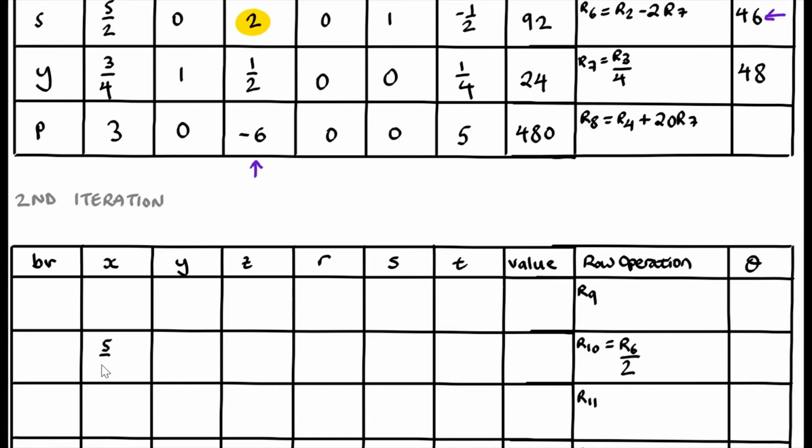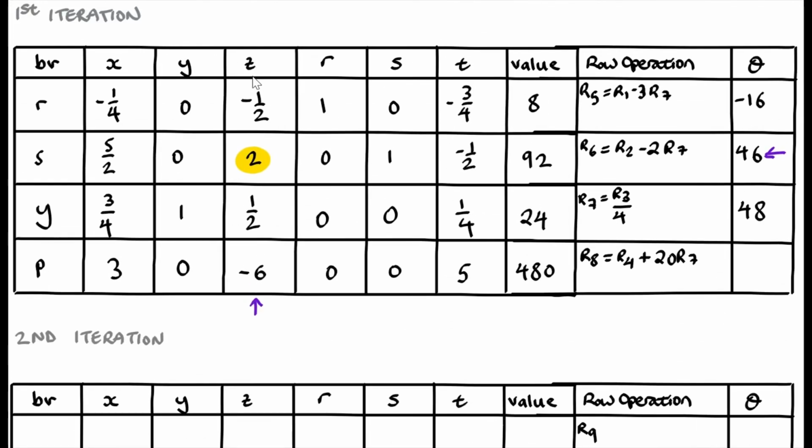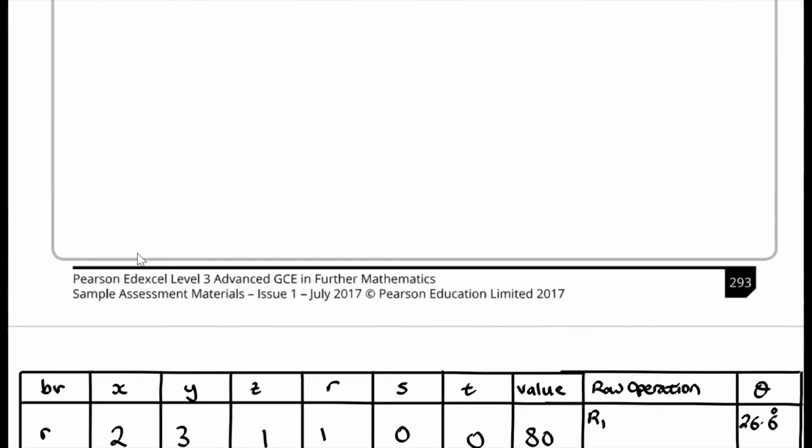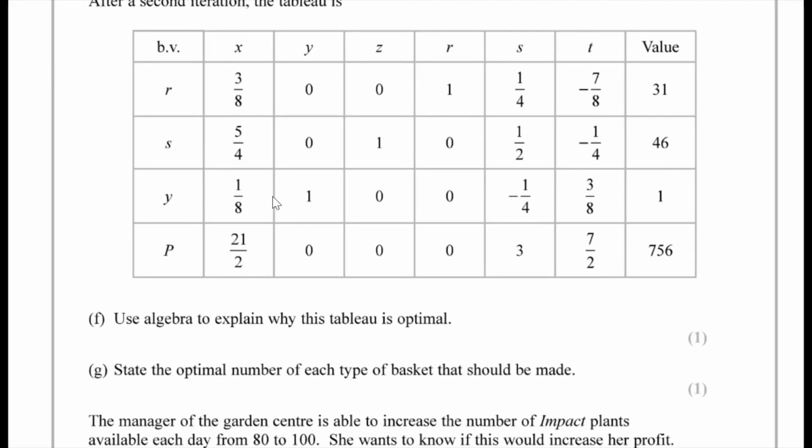So we have row 6 over 2, and if we work out row 6 over 2, we have 5 over 4, 0, 1, 0, 1/2, minus 1/4, and 46. And over here, because the pivot was in the Z column, that increases, so that enters the basic variable column. And I think there was actually a mistake in this over here. This, in my opinion, should be Z instead.